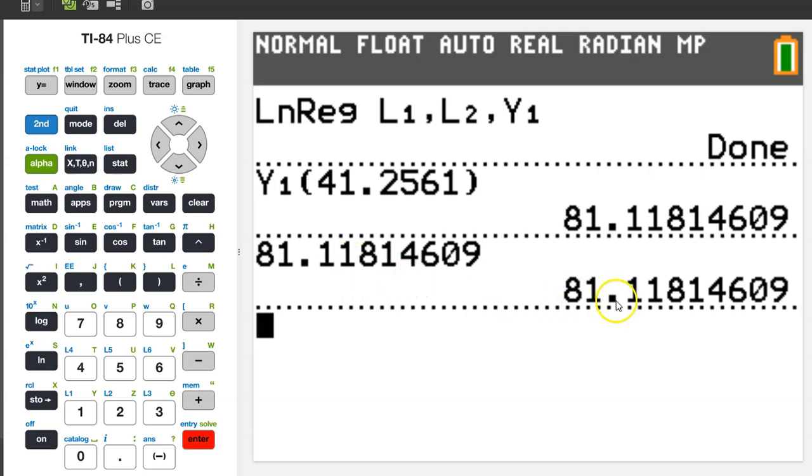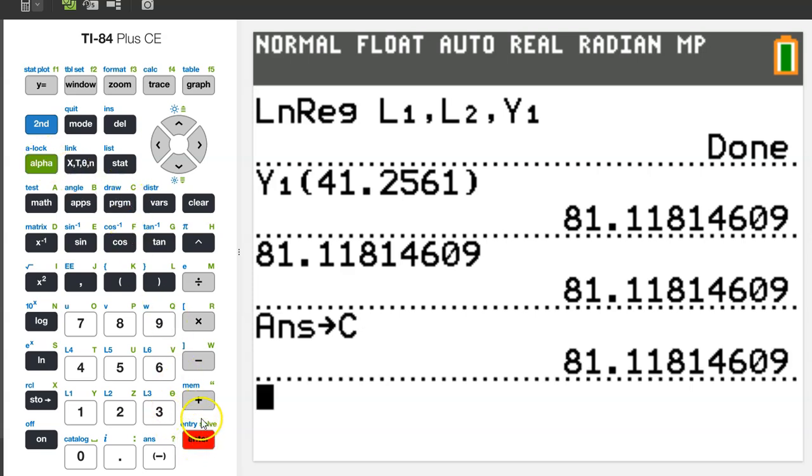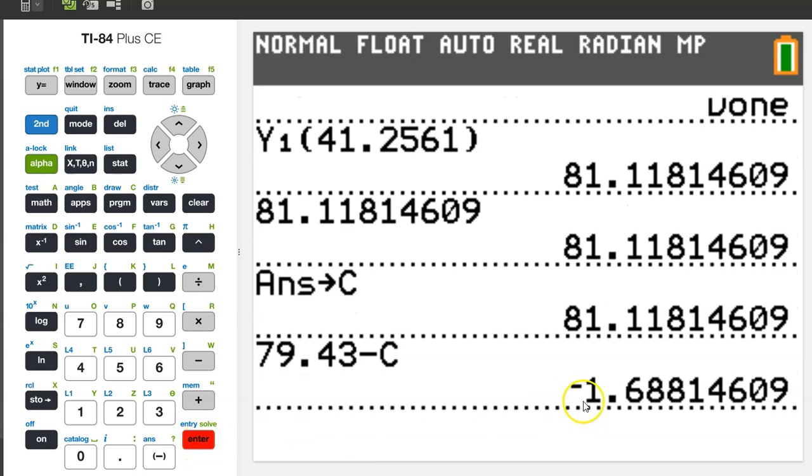Another way to do the subtraction without losing any accuracy is to store this value in a letter on the calculator. So we could have hit store and, for example, alpha C. Then we could do 79.43 minus alpha C. So that's another way to do it.